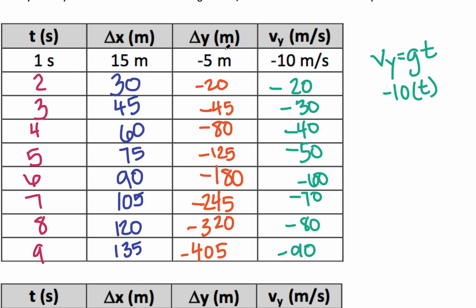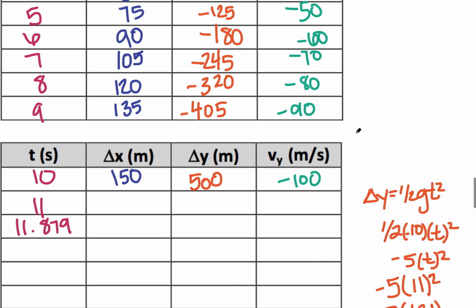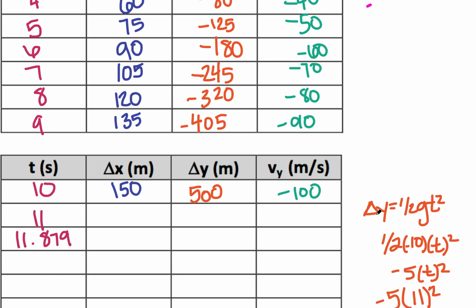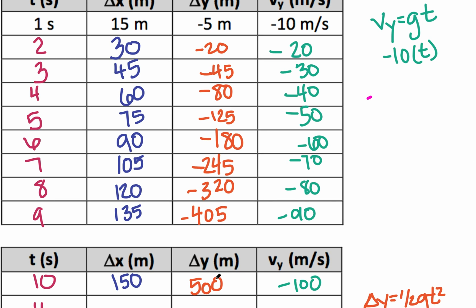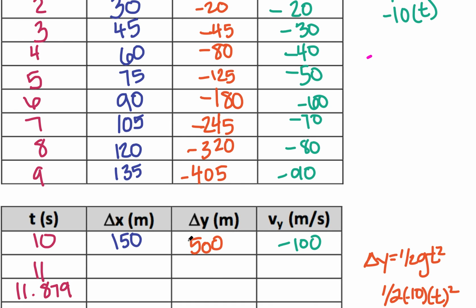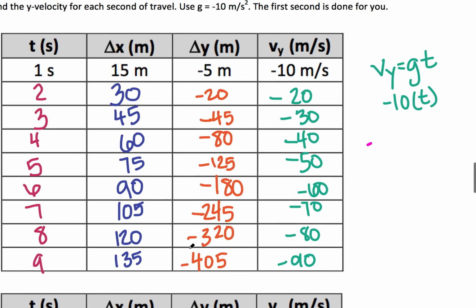All right, and then our delta y. Delta y is figured out using this equation here: delta y is equal to 1/2 g t squared. And to simplify it, it's really just -5 times t squared. So whatever your time is, squared, times -5. And that's how I was able to calculate the delta y. We have -20, -45, -80, so on and so forth. So at 9 seconds, we're at -405. At 10 seconds, we're at -500. Sorry, I forgot the sign there. And then we're going to figure out what it is at 11 and 11.879 in just a second.